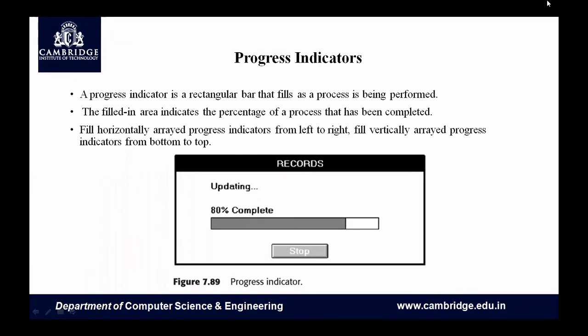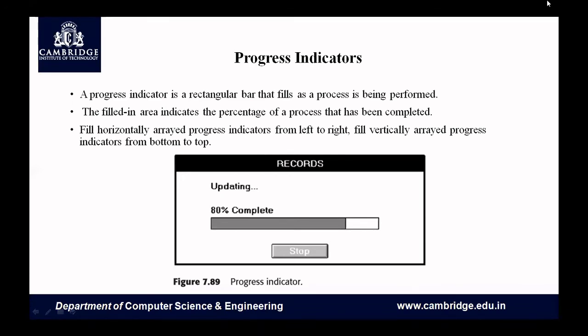The next one is progress indicators. A progress indicator is a rectangular bar that fills as a process is being performed. The filled-in area indicates the percentage of the process. For example, you have seen many application setups. Once you install the setup, you get a bar which tells you what percentage of the setup is completed. That is what progress indicators are.